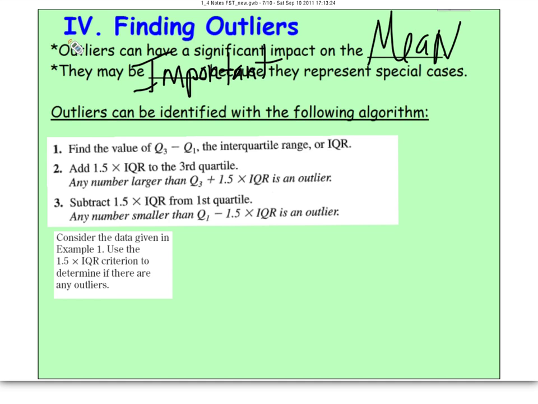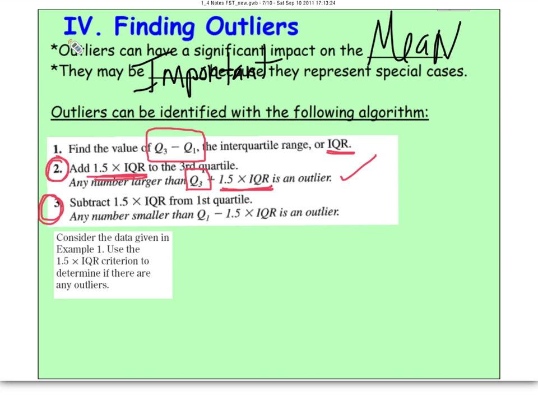And here's how the test works. First thing you have to do is find your IQR. Remember, IQR is Q3 minus Q1. Once you have that, there's two different sides of the test. There's the upper end of the test, and there's the lower end of the test. You're going to take 1.5 times the IQR, and you add that value to Q3. Any number higher than this is considered an outlier.